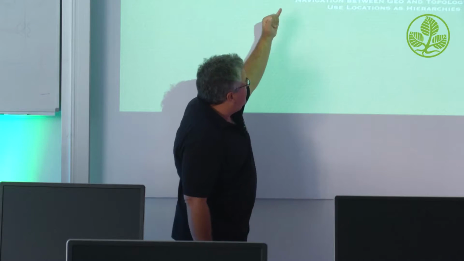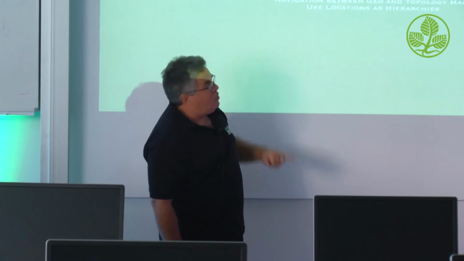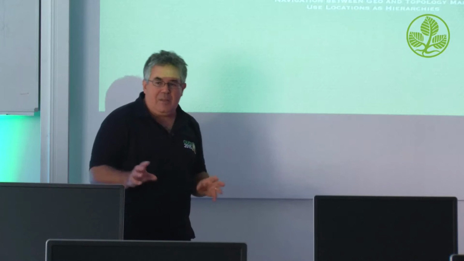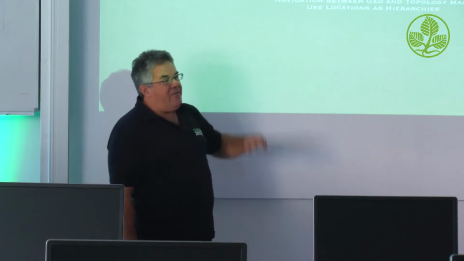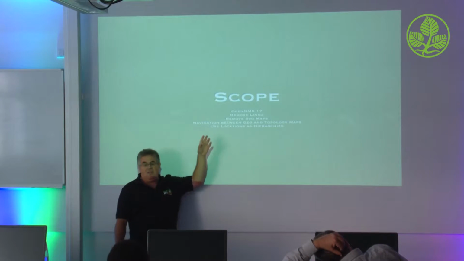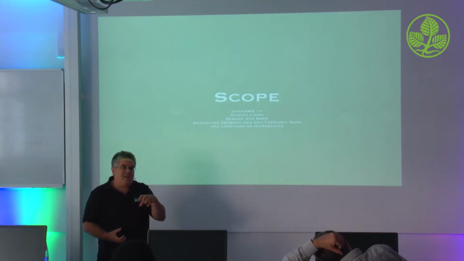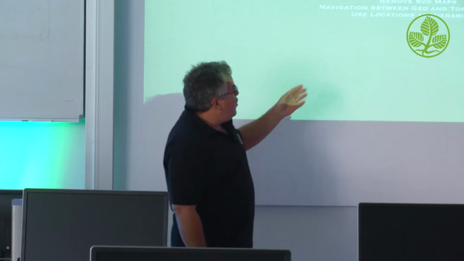So we have now this kind of problems. Navigation between geomaps and topology maps. So we have geographical maps and topology maps, and also we have what we call the monitor locations. We try to use locations as hierarchy to replace the SVG maps, because the SVG maps were a hierarchical map structure. So the user can create hierarchical maps, and then he puts everything on the maps and so on. So we need something to do this, and we try to do this with the location as hierarchy.